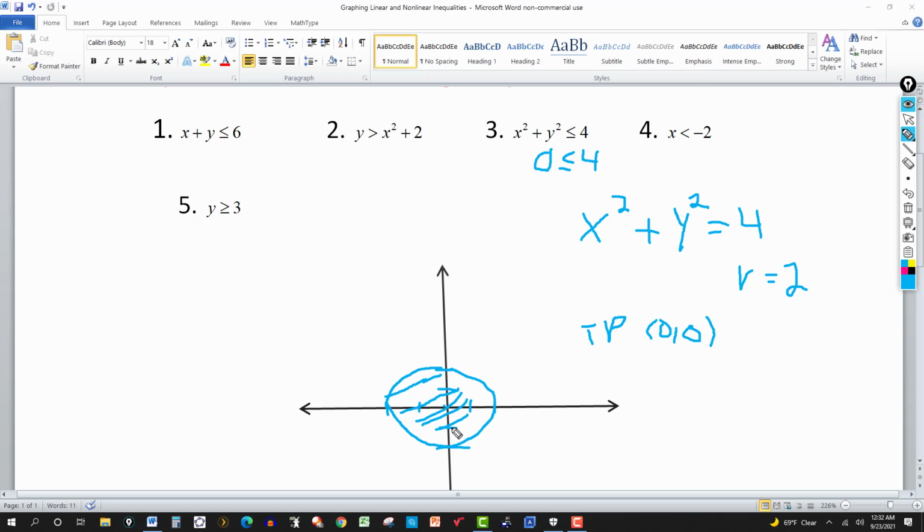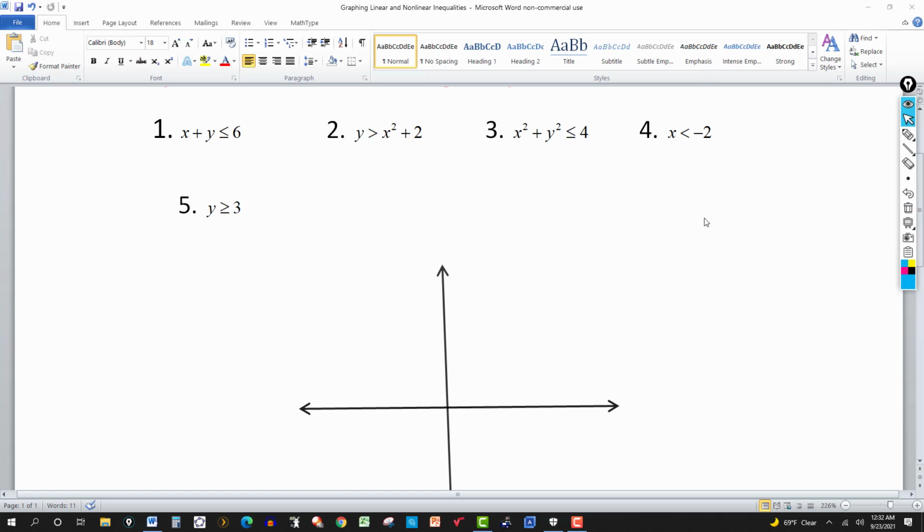I'm just going to draw this and some lines in there and say that's my solution. So everything inside here would be shaded. That's it. Again, if it doesn't have the equals there, everything's the same except you have a broken circle or a dashed circle. Clear this. Next one.